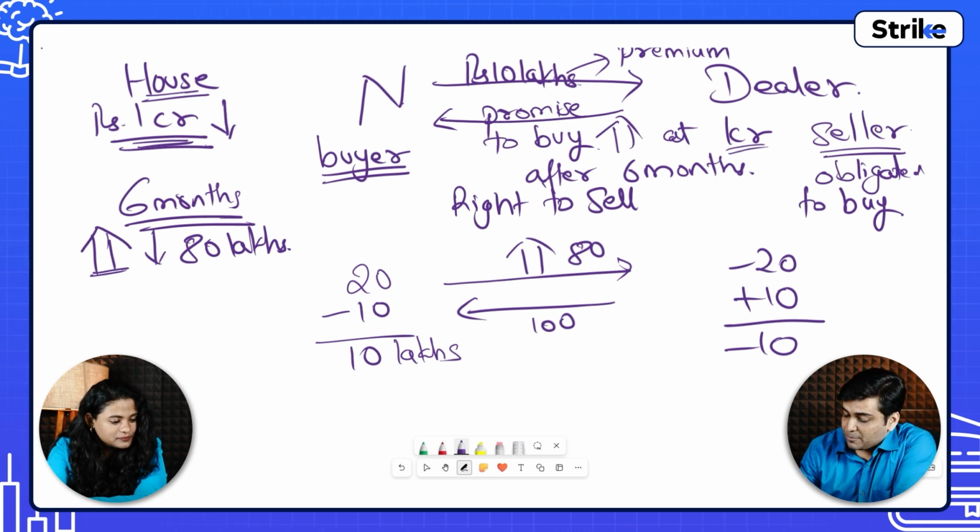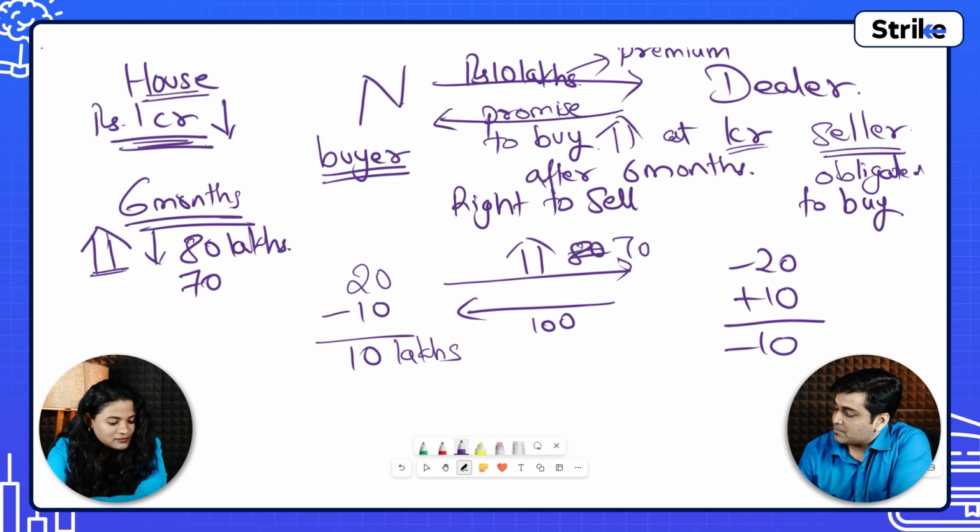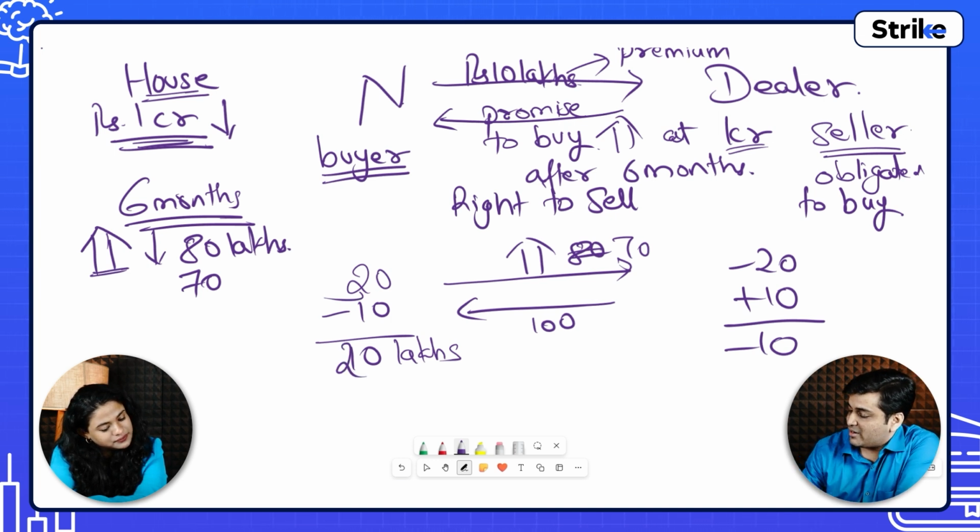What if the price, instead of 80 lakhs, goes down to 70 lakhs? Then it is even better, because the house is worth 70 lakhs, but he still has to pay 1 crore to you for that 70 lakh house. So that is 1 crore minus 70 lakhs, 30 lakhs would be your profit, minus the 10 lakh rupees premium. So net to net, 20 lakh rupees is your profit, and that 20 lakh would be his loss.